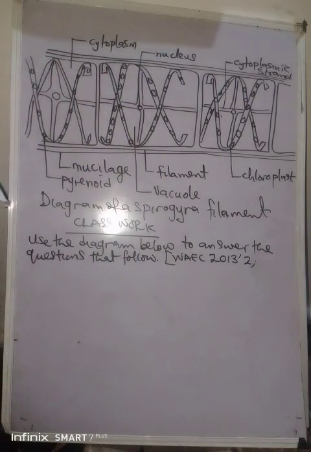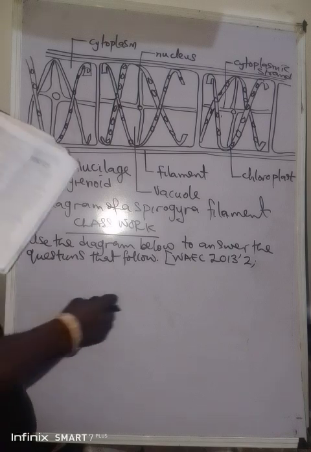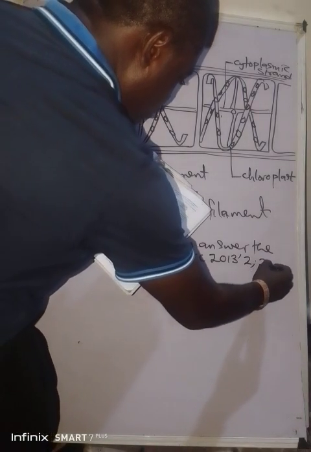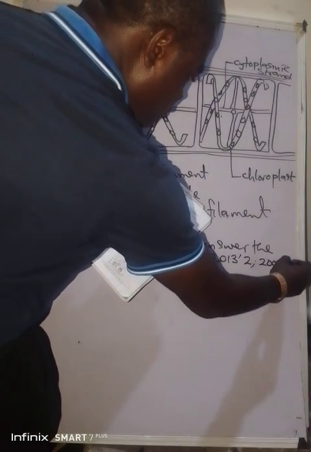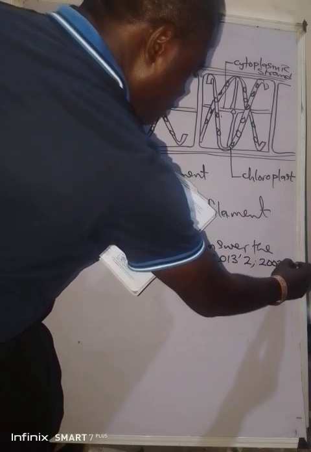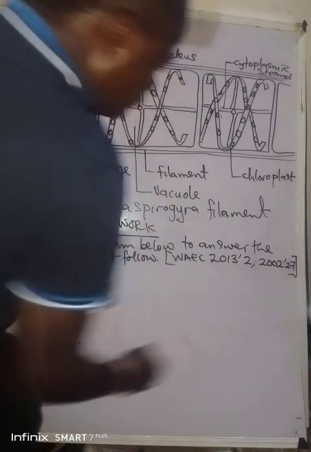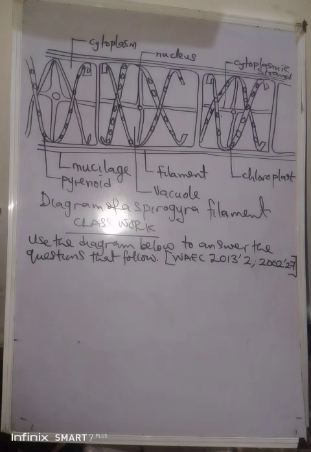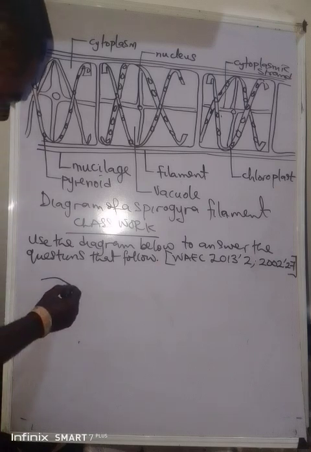I'm going to use this diagram for 2 different years. I don't want to waste my time. So I have 2002, question 27. So let's check. Now I have something like this.